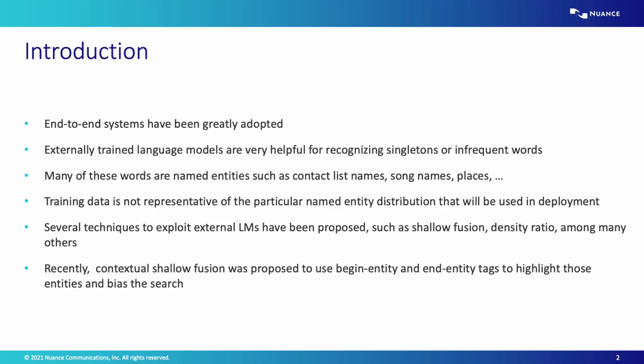Obviously, the training data is never going to be representative of the particular name entity distribution that we will see in deployment. In general, several techniques have been proposed to exploit external language models such as shallow fusion and density ratio, among many others. But recently, contextual shallow fusion was proposed to bias the search of name entities by using begin entity and entity tags.